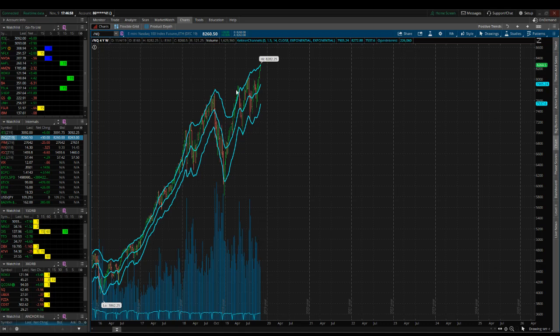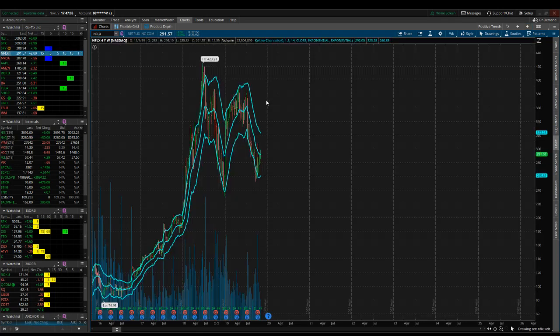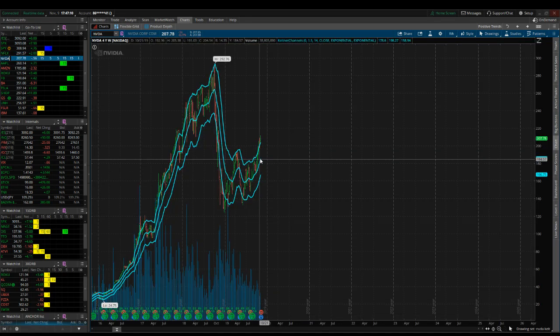All right, so the NASDAQ tagged the upper Keltner channel. Okay, so that's been pretty bullish. Netflix. Okay, starting to work its way up. It's at the mid Keltner channel. Nvidia. Nvidia is getting bullish. Okay, so that is kind of following along with the NASDAQ there.